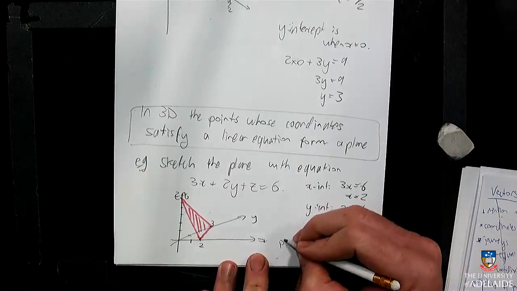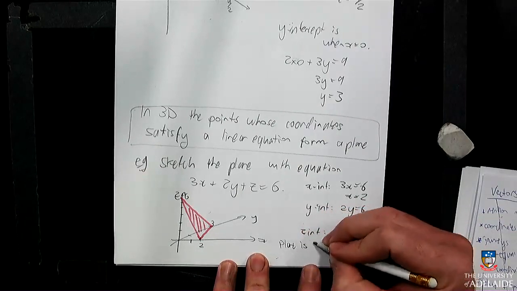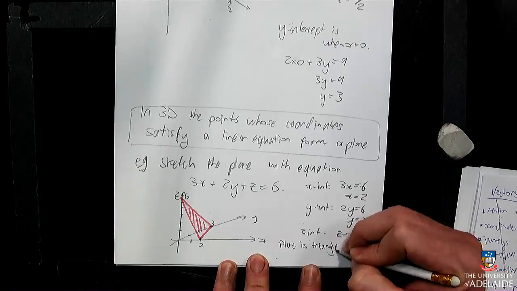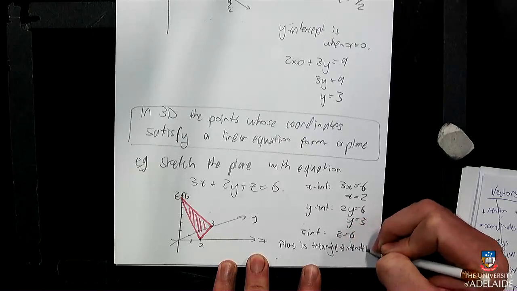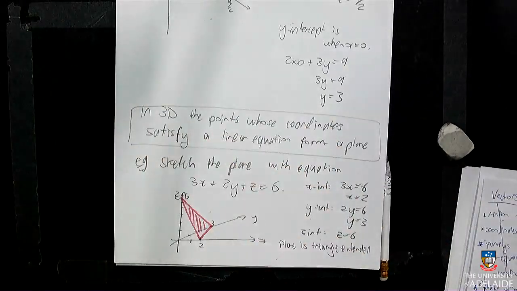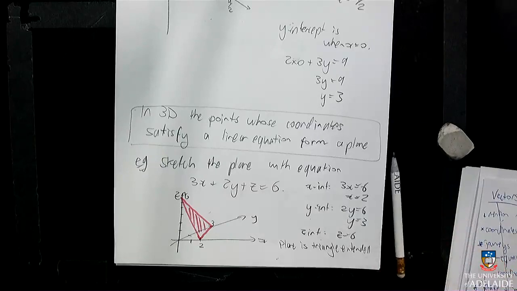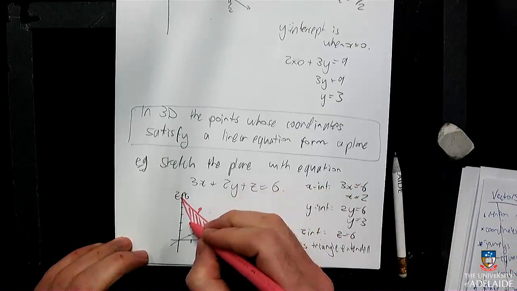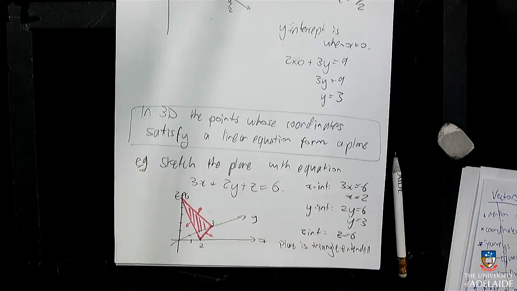So the plane is the triangle extended. So it would go that way and this way and that way. It goes in all directions, but it's that sort of shape. Okay, we tend to draw planes in 3D as rectangles rather than triangles. So we would go sort of this way, and that way. Okay.